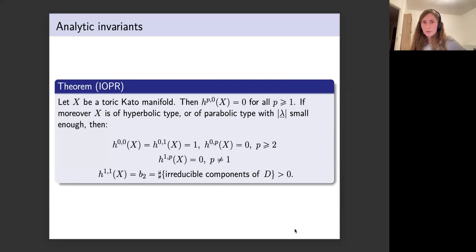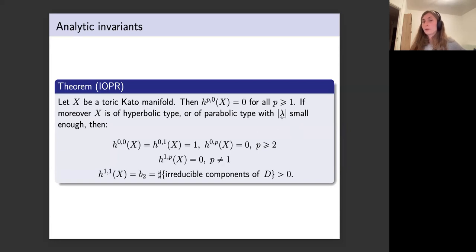So in this result, we have the following thing. We say, first of all, that a toric Kato manifold has no holomorphic forms. For hyperbolic type, which are most of them, you can compute these invariants, so H0P, H1P, and H11. For parabolic type, we couldn't compute for all of them, actually, but only for lambda small enough, because we do this by some deformation argument, and then we cannot control for which lambda you can do it.